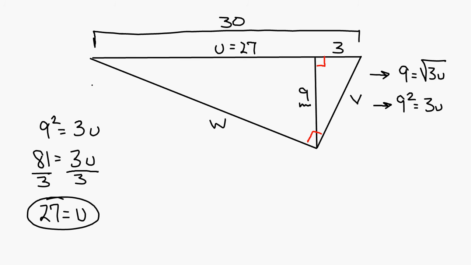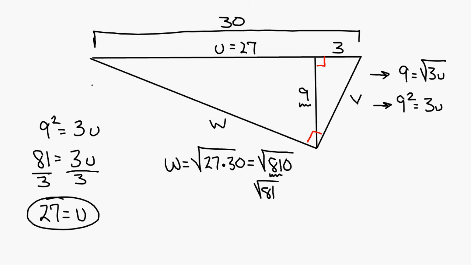So if you're solving for W, then W is going to be equal to the square root of its adjacent segment, which is 27, times the hypotenuse, which is 30. And 27 times 30 is equal to the square root of 810. The largest perfect square that goes into 810 is the 81. So that's the square root of 81 times the square root of 10. And that simplifies to 9 radical 10.